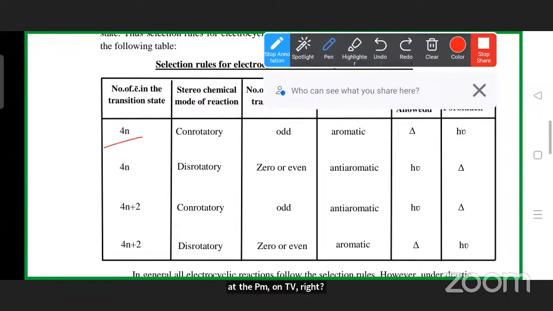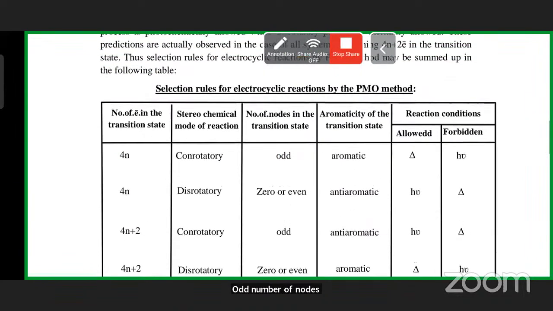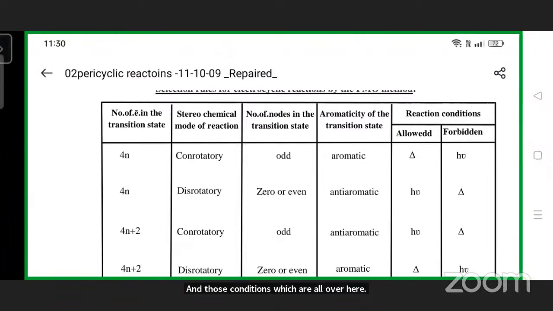If it is a 4n system, the number of electrons in the transition state, if it is a 4n system, so when you perform the conrotation here, generally we'll get an odd number of nodes here. Then it is aromatic. Okay, and the condition which is allowed here is delta. Delta means thermally allowed and photochemically forbidden here, right?